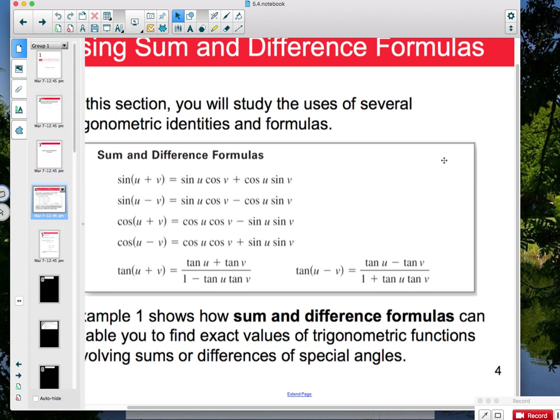So you have sine of u plus v, you get sine u cosine v plus cosine u sine v. The difference is sine u minus v, and you get sine u cosine v minus, the switch, cosine u sine v.